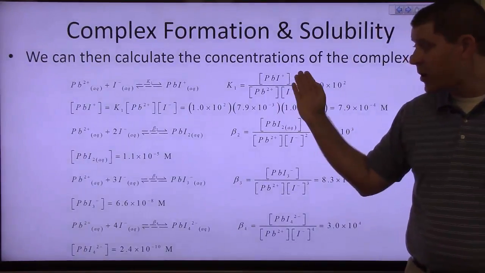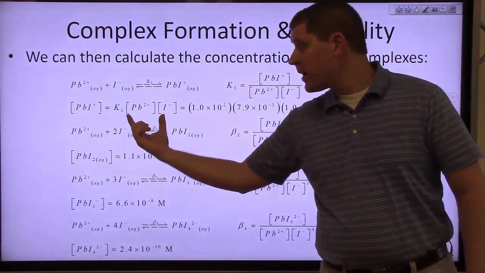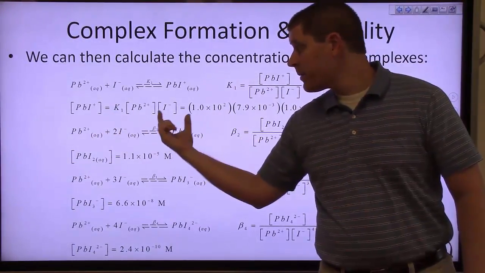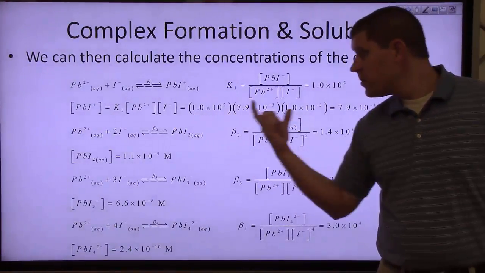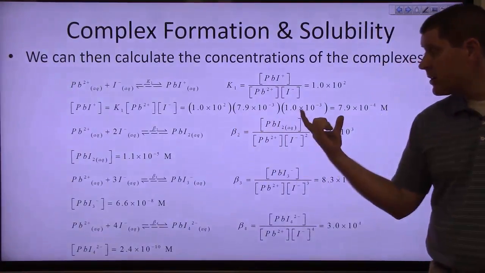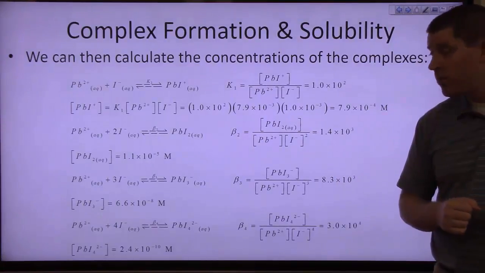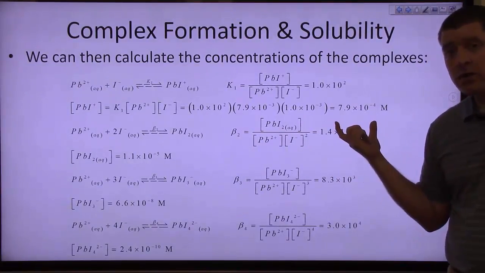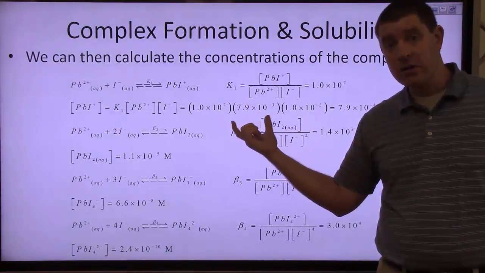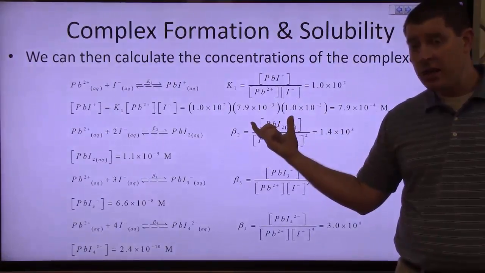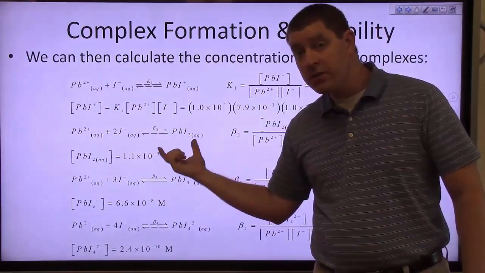When we rearrange this expression to get the concentration of our complex, that's equal to the value of K1 times the concentration of lead, which we know now, times the concentration of iodide, which we also know. So when we plug in those values, 1.0 times 10 to the 2 times 7.9 times 10 to the minus 3 times 1.0 times 10 to the minus 3, we get a value of 7.9 times 10 to the minus 4 molar. Now note that this value is 10% of the concentration of our lead ion all by itself in solution. So it's substantial.